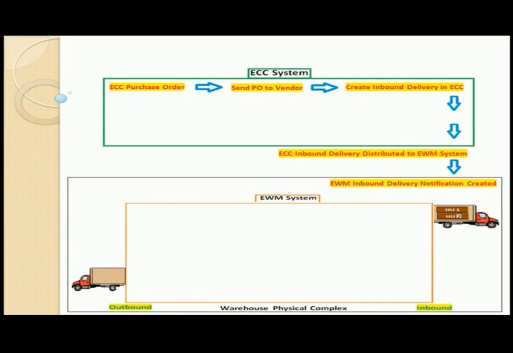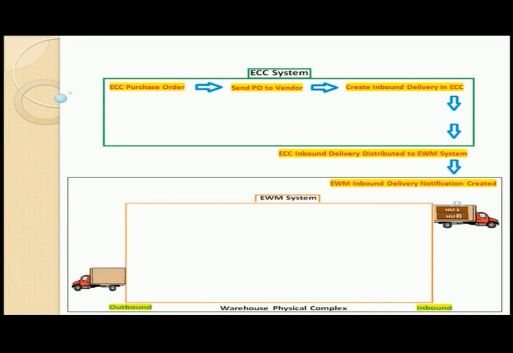And once it reaches the EWM system, this ECC inbound delivery creates its own replica in the connected EWM system, and this replica is known as the IDN, that is, the inbound delivery notification. It has the same document number as in ECC, but in the EWM system. So the document number also remains the same.